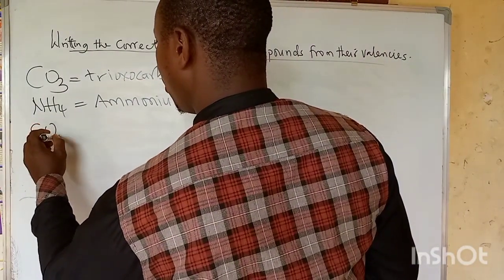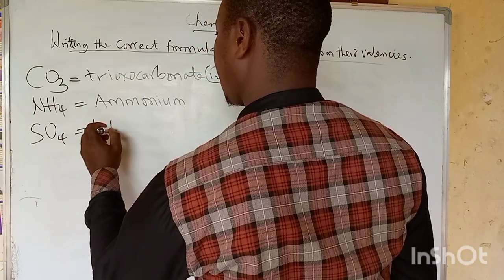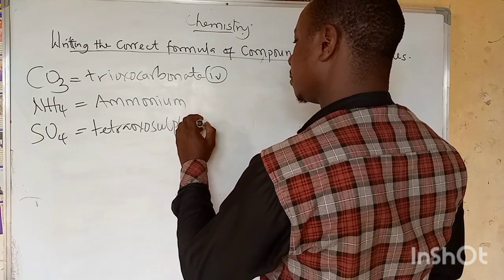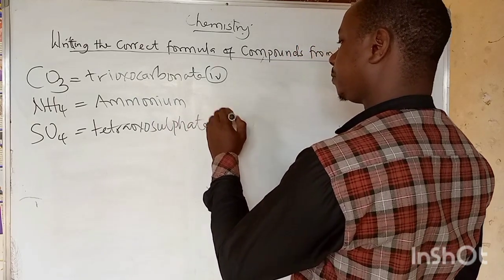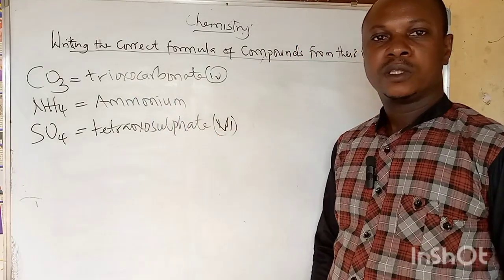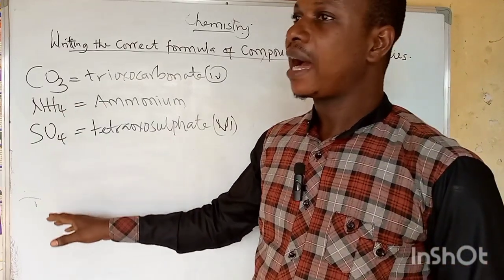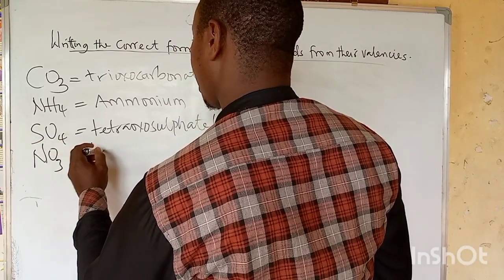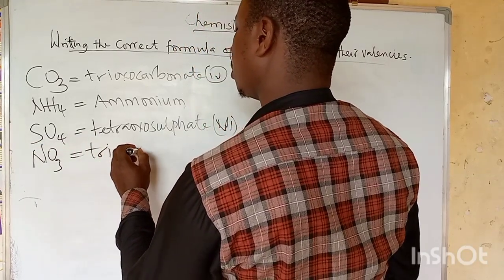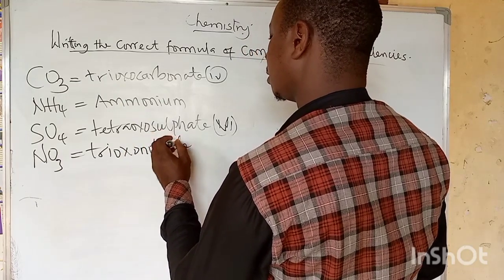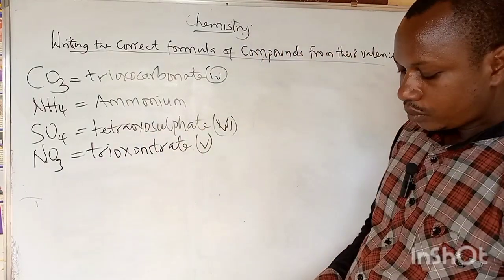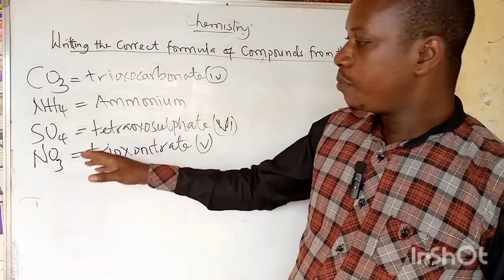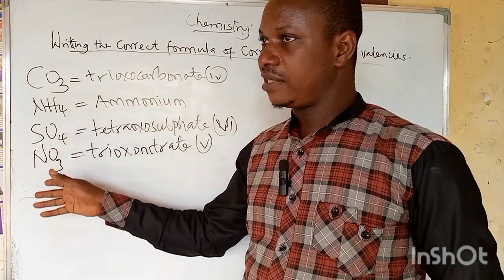Now SO4 is tetraoso sulfate 6. Tetraoso sulfate 6. Don't forget that all of them are radicals. They are numerous. This one is trioso nitrate 5. Just for you to know their names. Remember, they have their respective valencies.